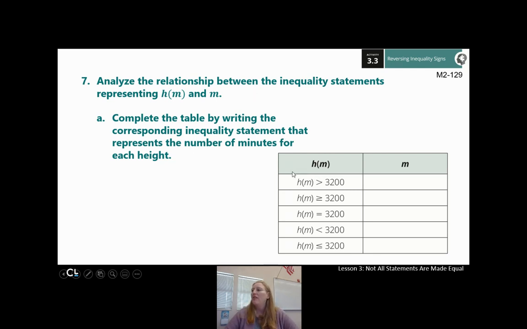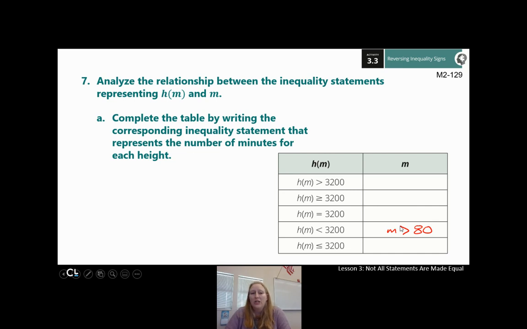So we have these lovely guys here. Now, we already did this one. So you're going to complete the table by writing the corresponding inequality statement that represents the number of minutes for each height. We set it up, we solved it, and we already found that m had to be greater than 80. So we already did that, all right? We already did this one.